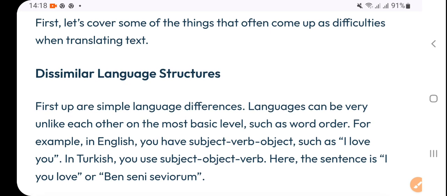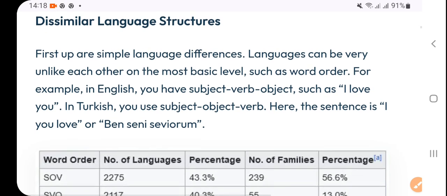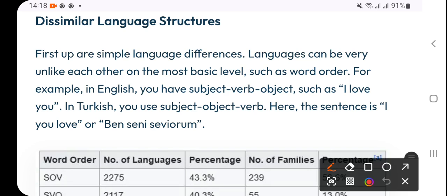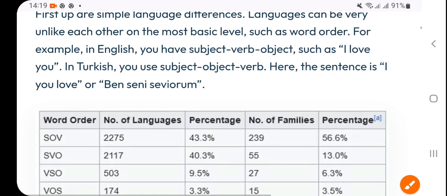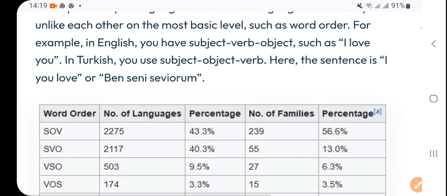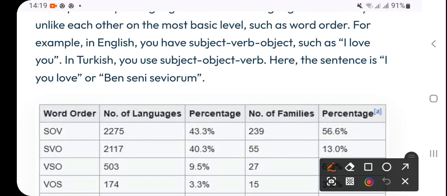That's a common problem, or difficulties that occur when we translate something, right? So first is dissimilar language structure. The language structure is a very big issue actually. First are simple language differences. Languages can be very unlike each other on the most basic level, right? So that's a very basic level, where language structure is different, such as word order. That's a common problem, word order.